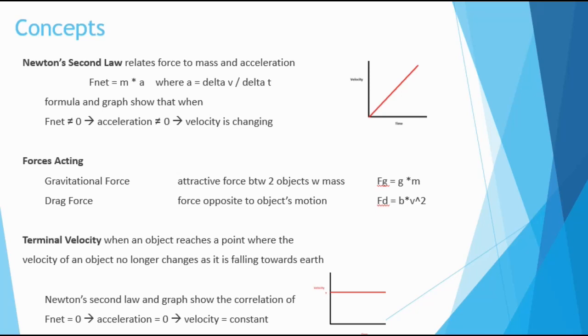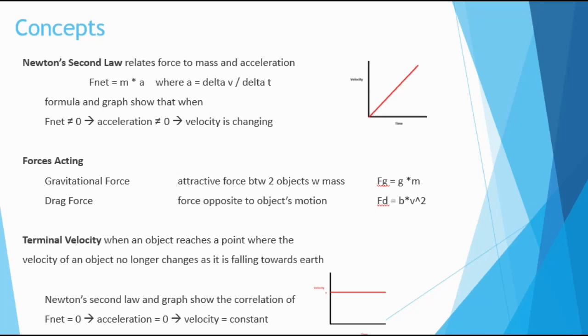Some of the forces accounting for this non-zero net force include the gravity force, which is the product of an object's mass and the gravitational constant. It acts by pulling the tennis ball towards the Earth's surface because it attracts two objects of mass. Another force is the drag force, which is a force that is opposite to the tennis ball's motion. We can calculate this using the equation b times velocity squared, where b is a proportionality constant that depends on the properties of the object.